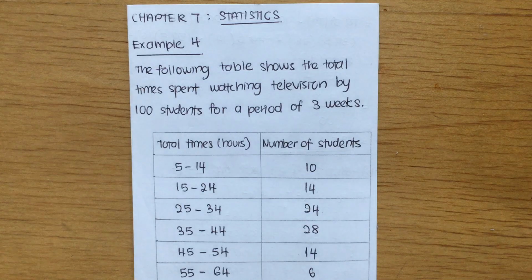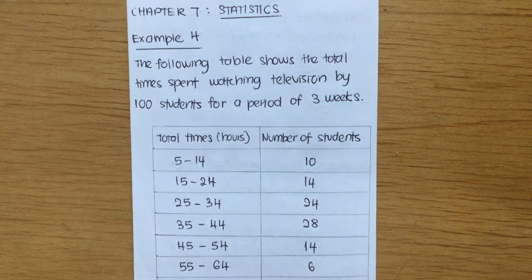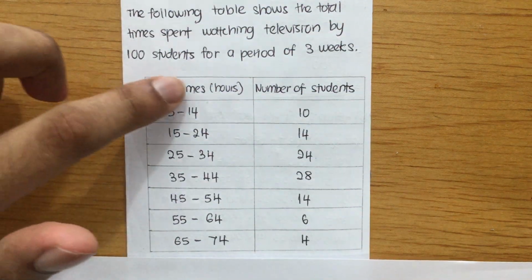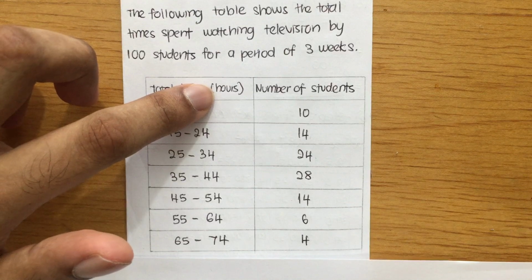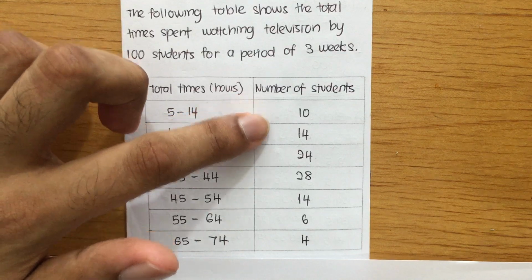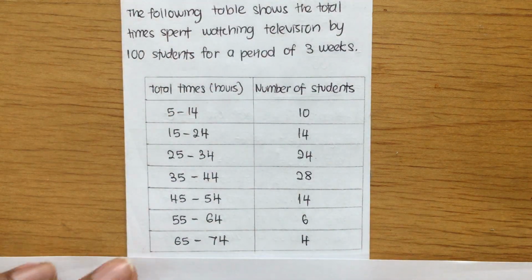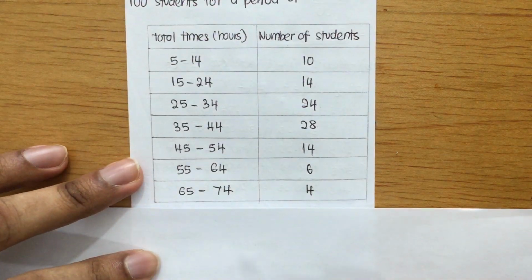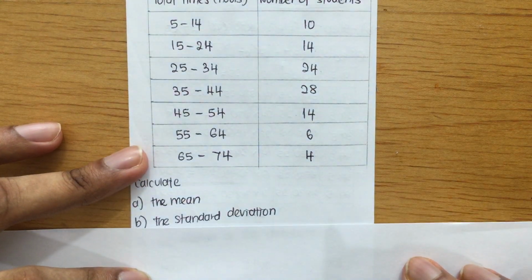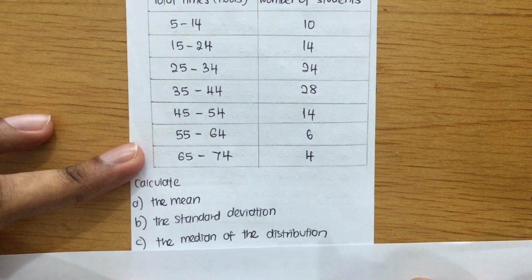Alright guys, I'm going to read out the question now. The following table shows the total time spent watching television by 100 students for a period of 3 weeks. Okay, let me pull this paper up. As you can see here, these are the classes for total times of watching television in hours, and these are the respective number of students, or you can also call it the frequency, guys. The question asks us to calculate the mean, the standard deviation, and the median of the distribution.